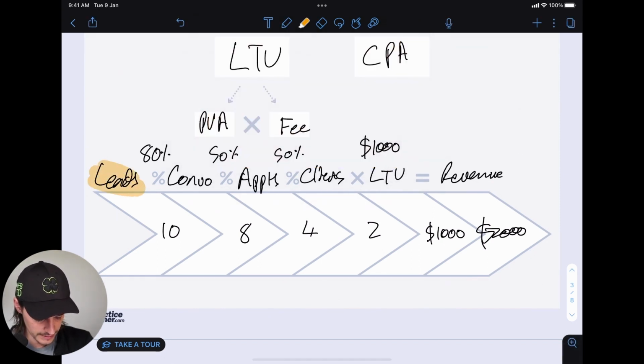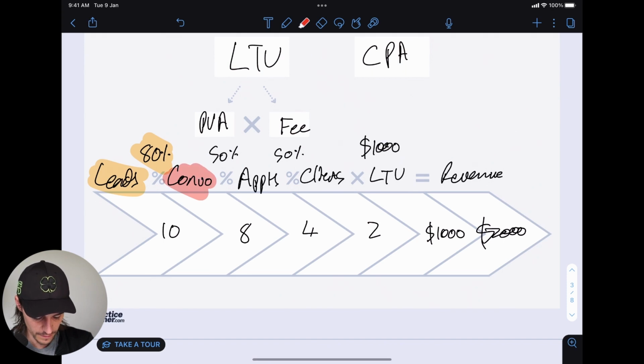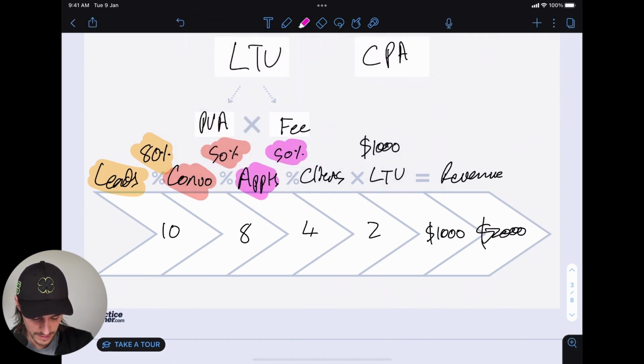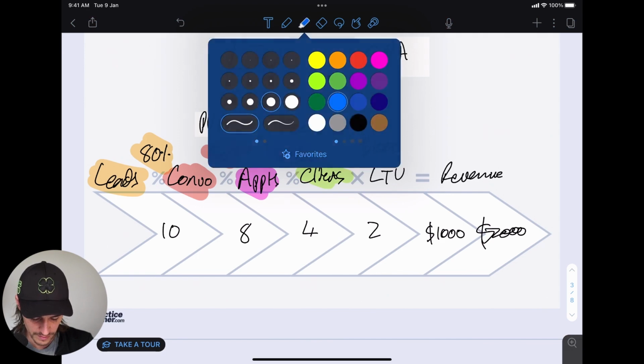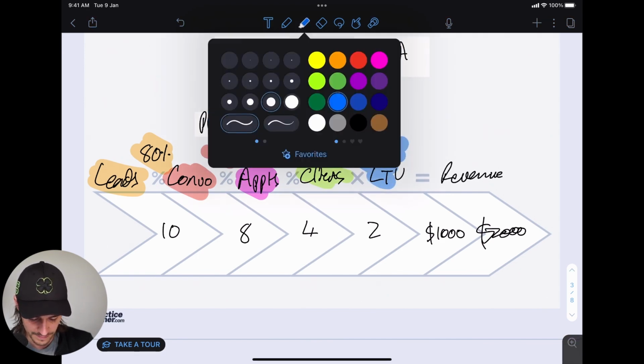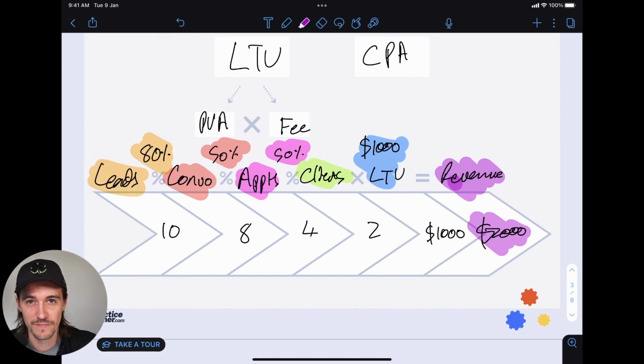Because of leads, 80% of them have become conversations. 50% of them have become appointments. 50% of those have become clients. And a client is worth $1,000. And so when I multiply those together, I get my revenue, which is $2,000. You see where I'm going with this, right?